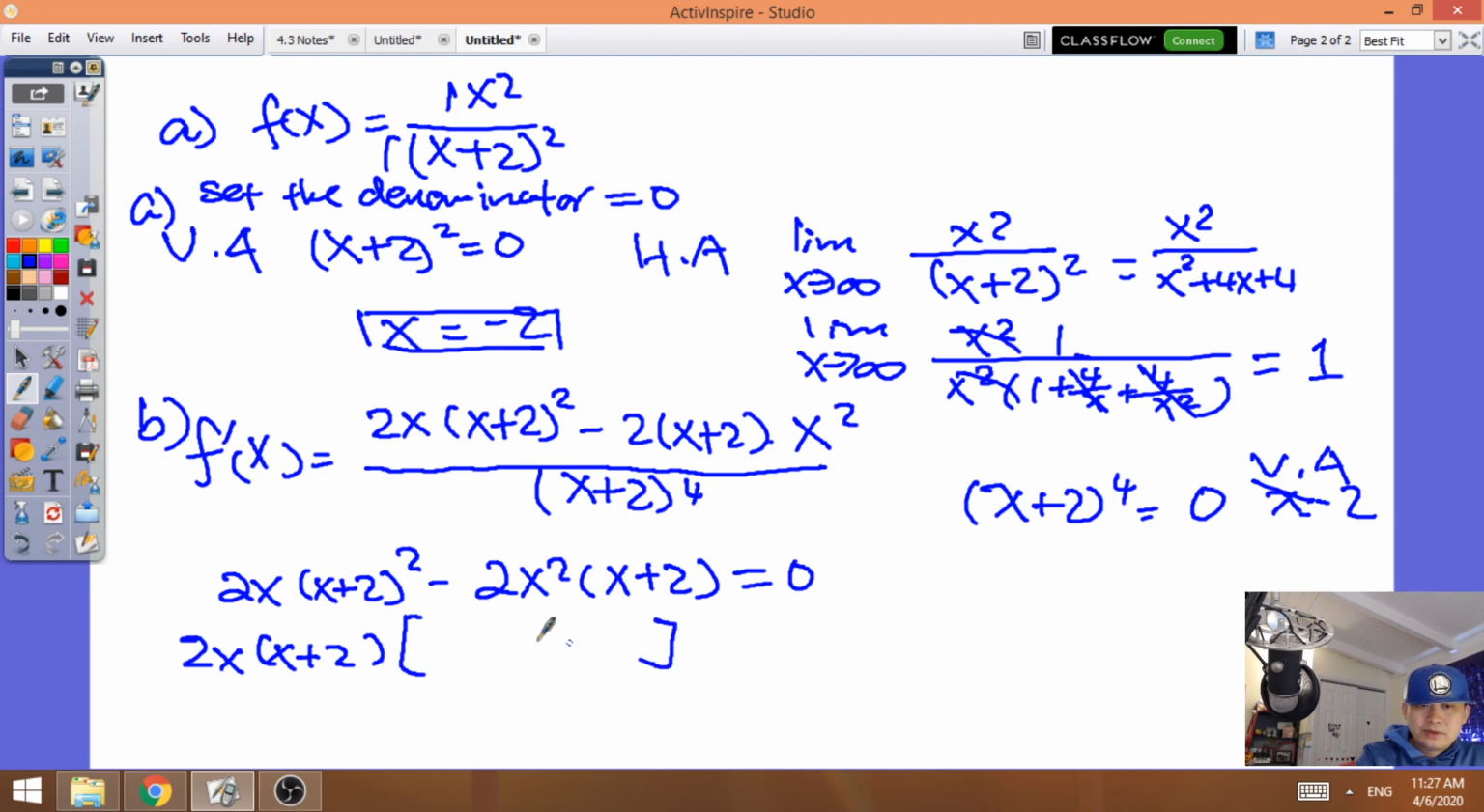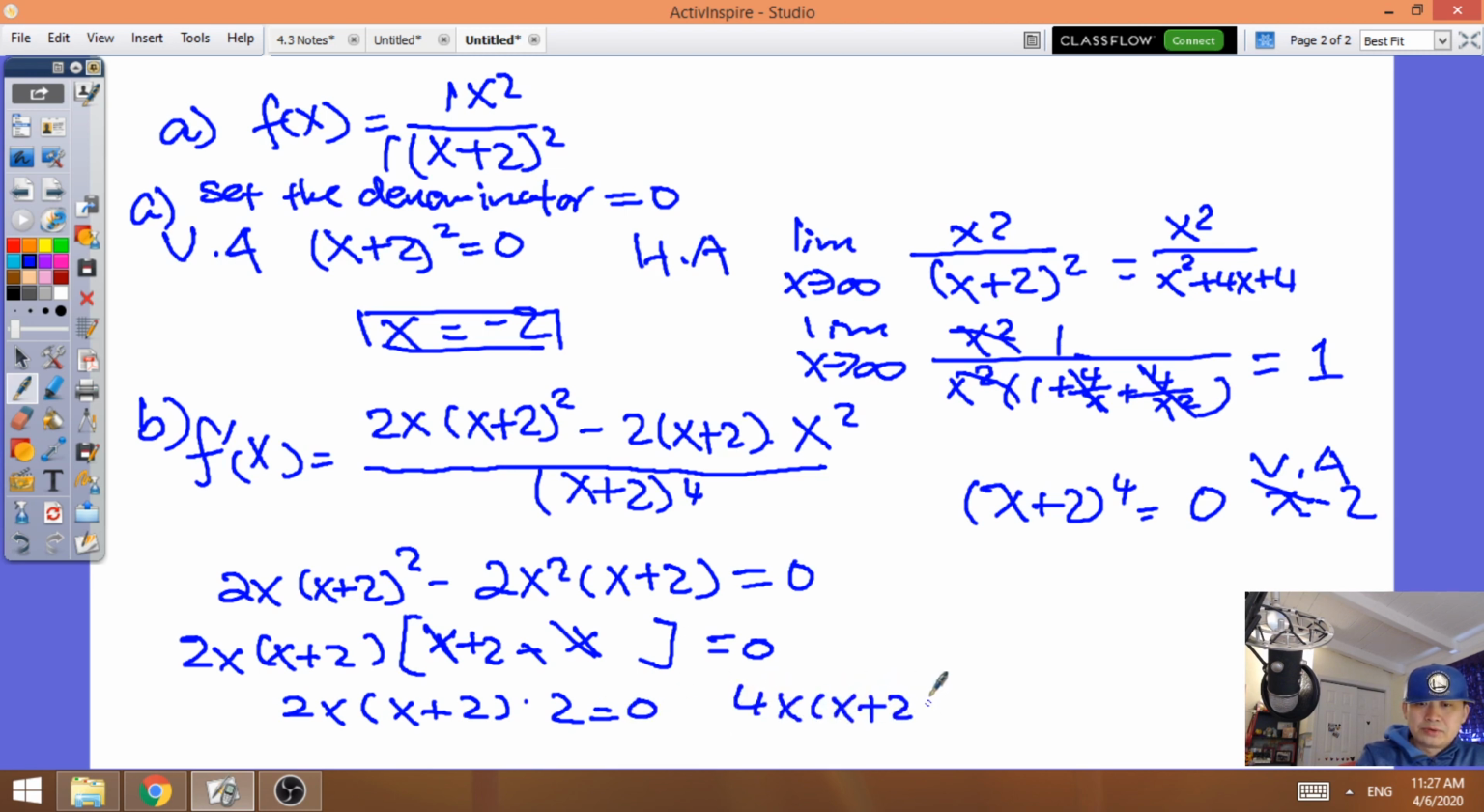So what's left here? That's just x plus 2, and then minus, well, 2x is gone, so we're left with just x right here. And also x plus 2 is gone. So x plus 2 minus x, that'll just give you 2. So we do have 2x times x plus 2, this one got canceled. So that means 4x times x plus 2 equals 0.